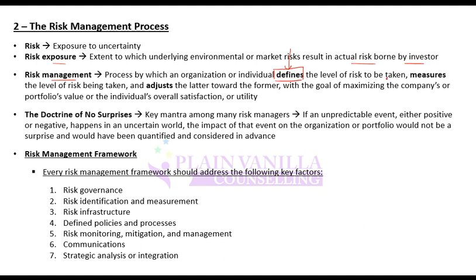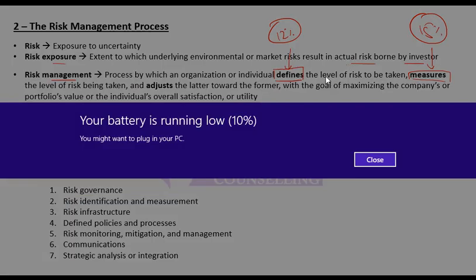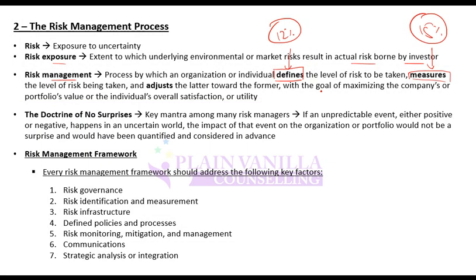Once you have defined it, then you measure the risk, that is, what risk you are actually taking, and you compare the two. For example, you have defined that you will take 12% risk. Now you measure it and find out that you are taking 15% risk. Then you need to adjust it. If you are taking a higher risk than defined, then you will reduce it. If you are taking lower risk than defined, then you will increase it.